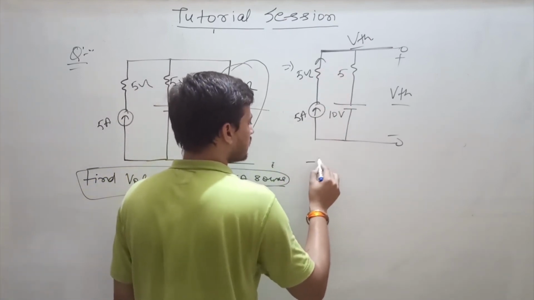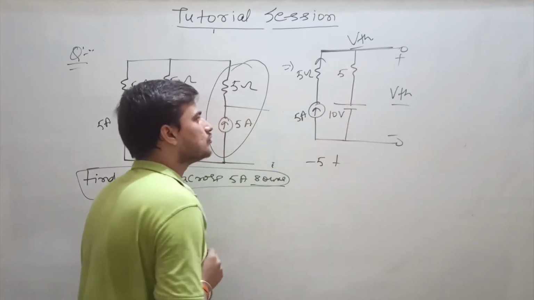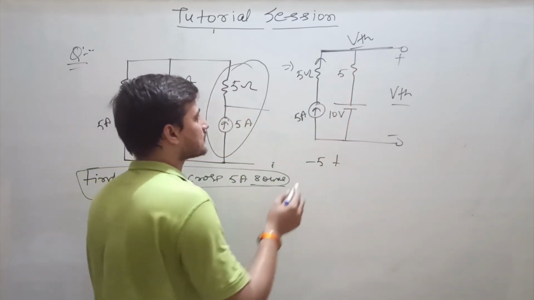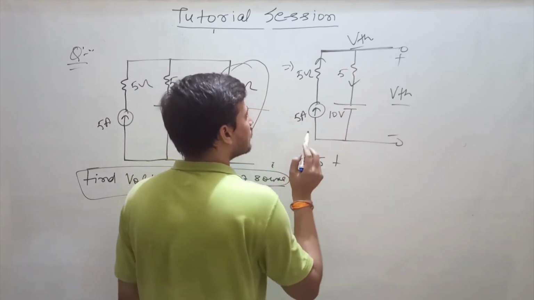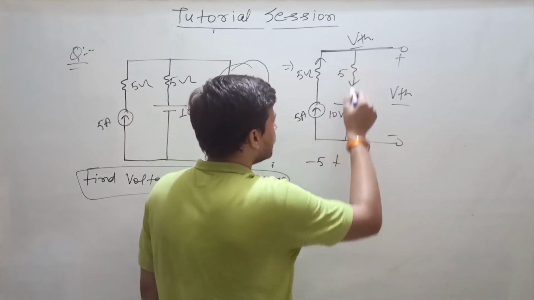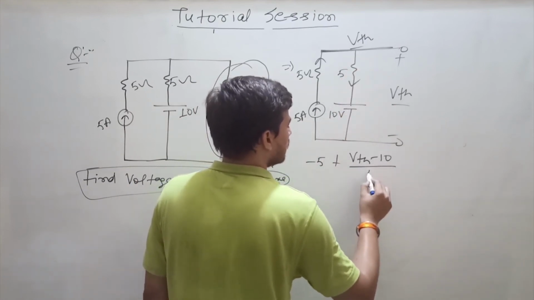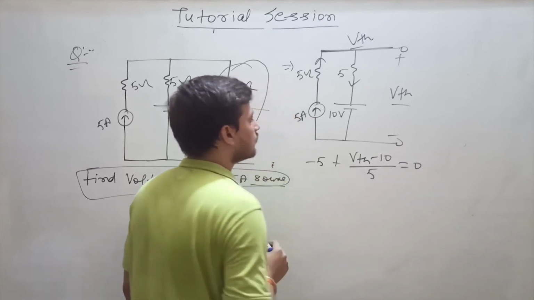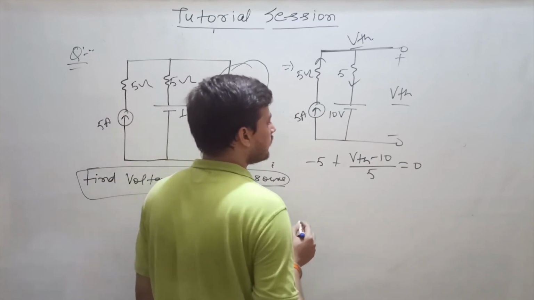So let us write minus 5 plus, there are only two branches, here this current is outgoing current. So here it will be minus 5 plus (VTH minus 10) divided by 5 will be equal to 0.